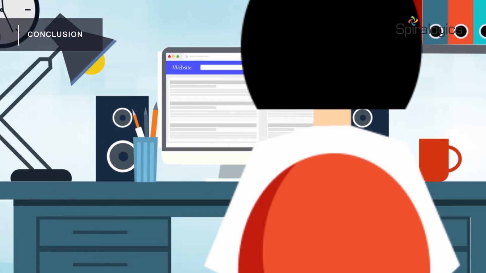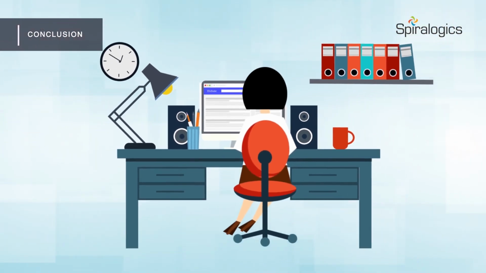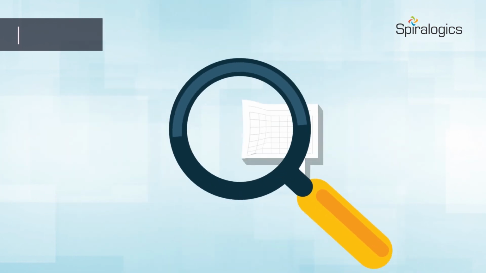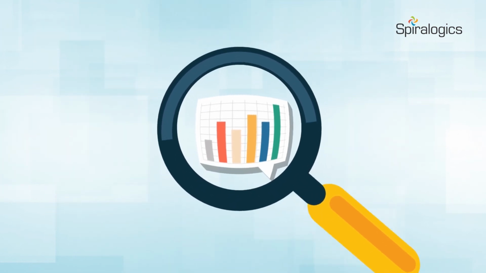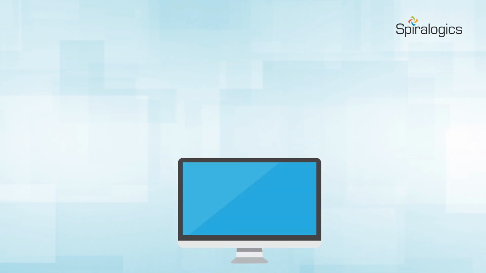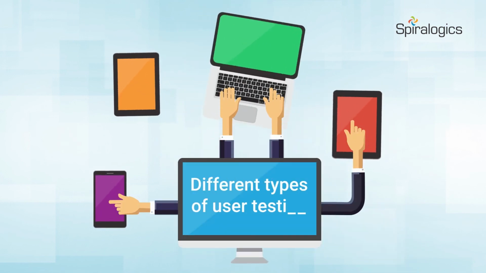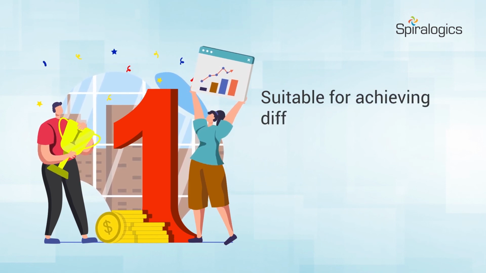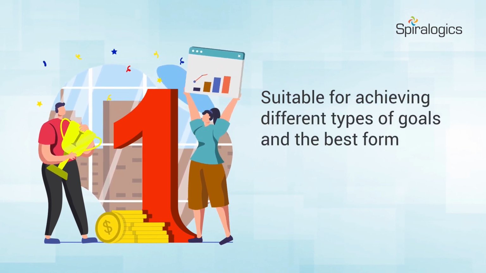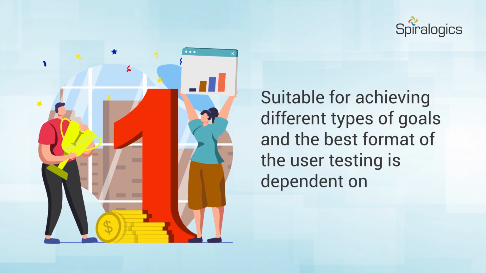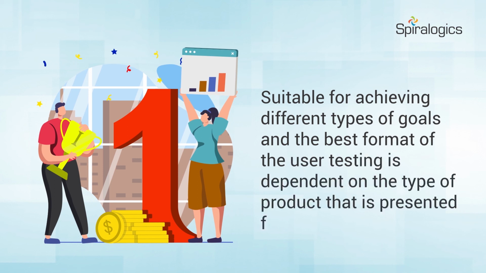In conclusion, the important role played by usability testing cannot be overemphasized. It is one of the great techniques that helps a company gain insights on how their users interact with their products. As I mentioned earlier, there are different types of user testing suitable for achieving different types of goals, and the best format of user testing depends on the type of product presented for usability testing. Apply the appropriate techniques that will help you get a better picture, in order to make quality decisions and design a product that is user-centric.